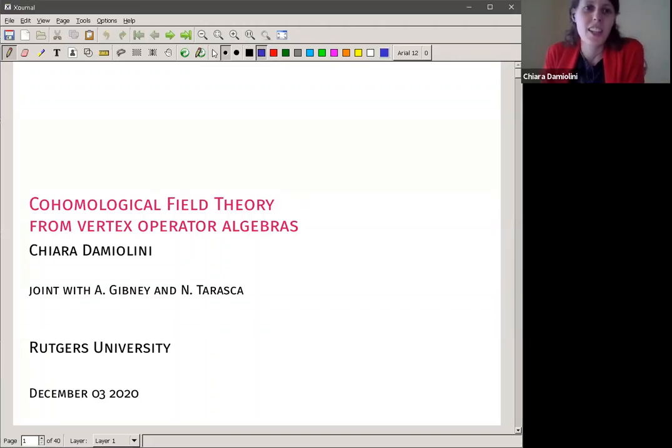Okay, thank you for the invitation, and I'm happy to present this joint work with Angela Gibney and Nicola Tarasca. And let me start by saying that I'm an algebraic geometer. So I sort of use representation theory to deduce properties of geometric objects that I'm interested in. And today I will try to explain how this works. I will not assume much about algebraic geometry. I might assume more about vertex algebras, but as I said, it's more a working knowledge; I'm not an expert on the representation theoretical part.